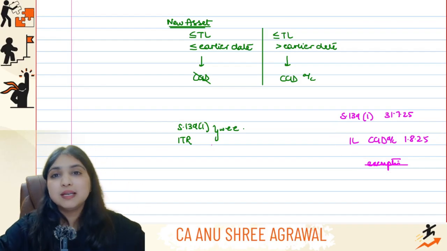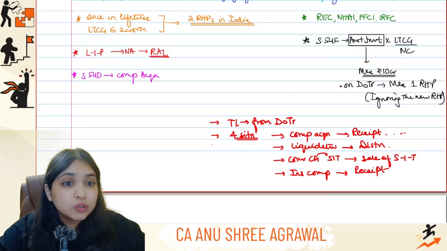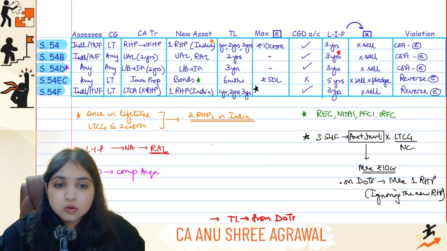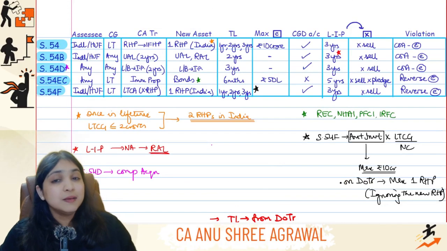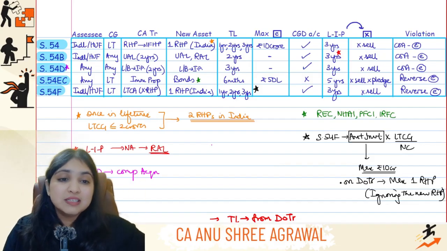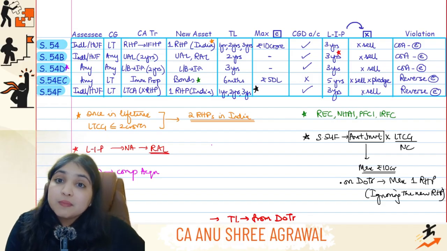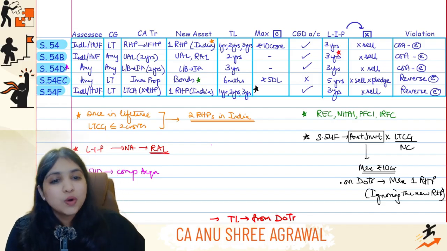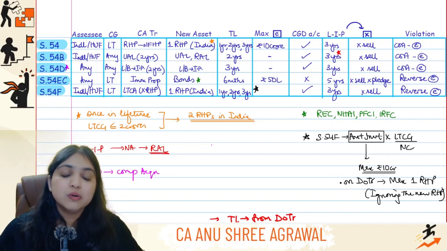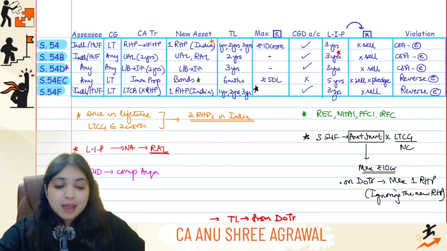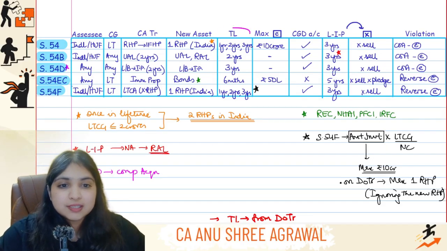And once you put the money in the CGD account, you must ensure you utilize the money within the time limit. If you don't utilize the money, then once this time limit is over, we will revisit the CGD account. We will see how much money is still left in the CGD account. Whatever money is still left, that much amount will be taxed as capital gains of the year in which this time limit is over.